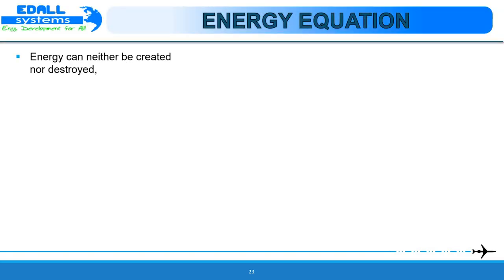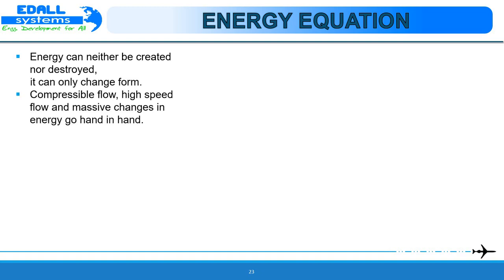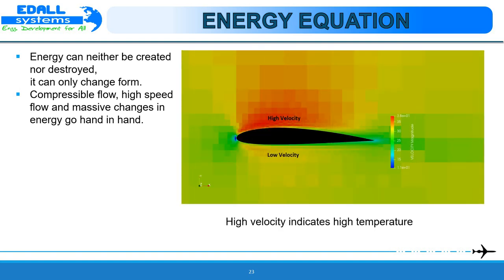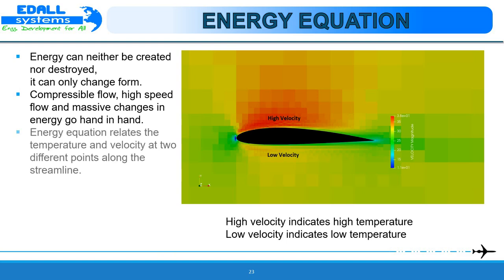Energy equation. The energy equation has a physical principle which states that energy can be neither created nor destroyed. It can only change from one form to another. Compressible flow, high-speed flow, and massive change in energy go hand in hand. High velocity indicates high temperature and low velocity indicates low temperature.